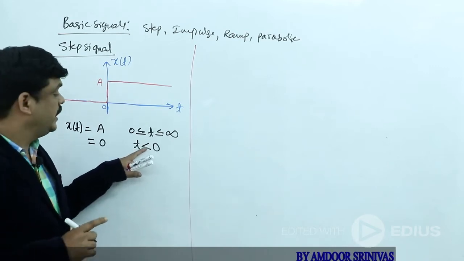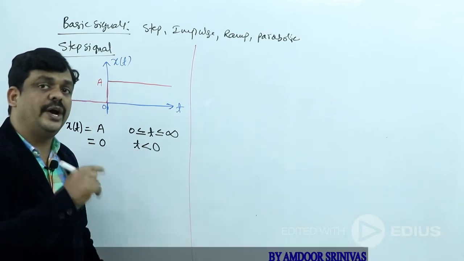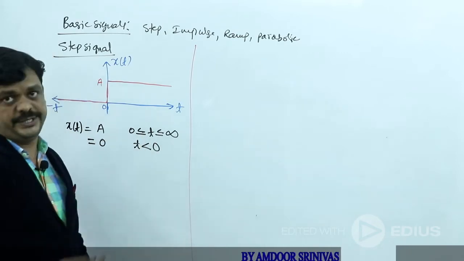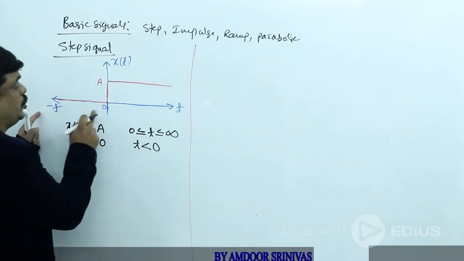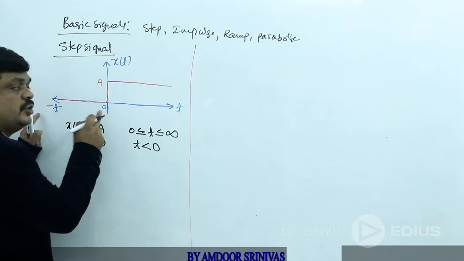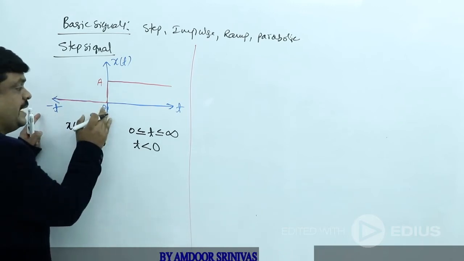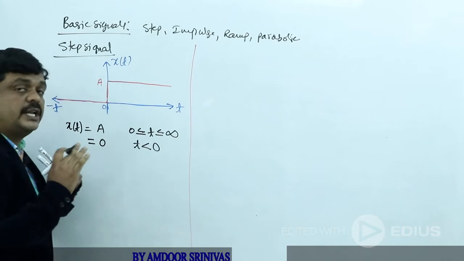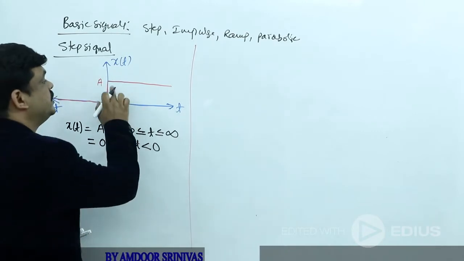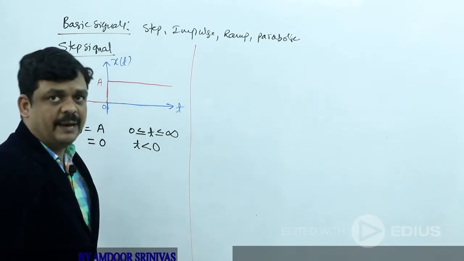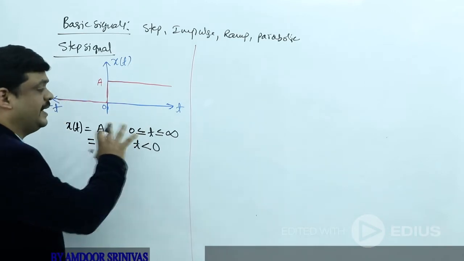Less than 0 means it is defined from minus 0.000001 onwards, right? So from minus infinity up to minus 0.0001, the amplitude of the signal is 0, and from 0 onwards the amplitude is exactly A. This is generally how we write it in ideal cases.